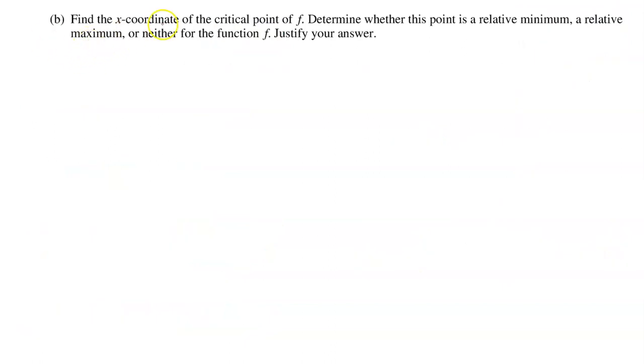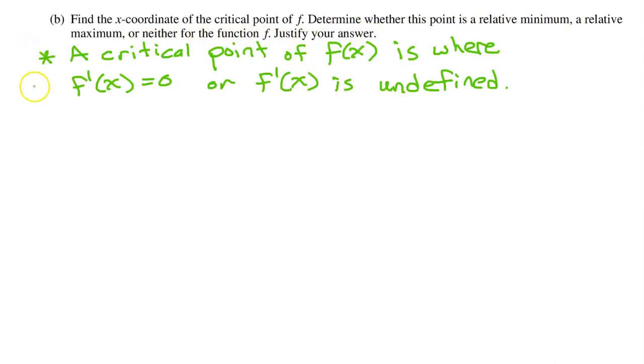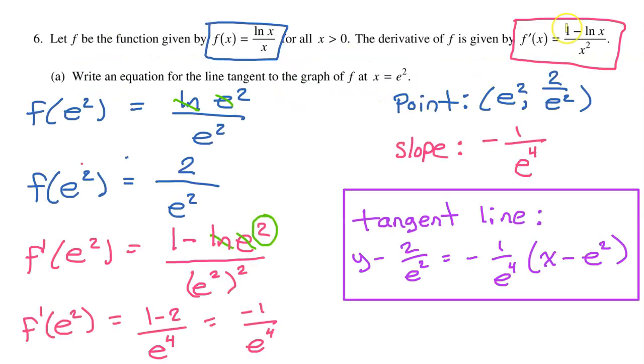Part B. Find the x-coordinate of the critical point of f. Determine whether this point is a relative minimum, a relative maximum, or neither for the function f. Justify your answer. Remember, a critical point of f of x is where f prime is equal to 0, or where f prime is undefined. They gave us f prime in the setup of this problem, so here it is.